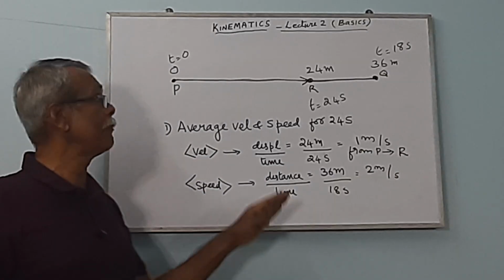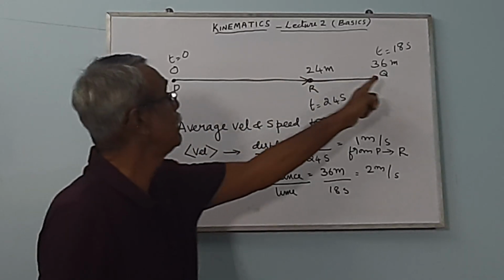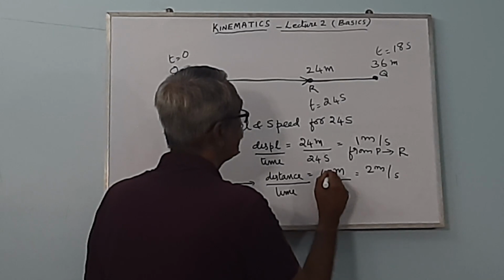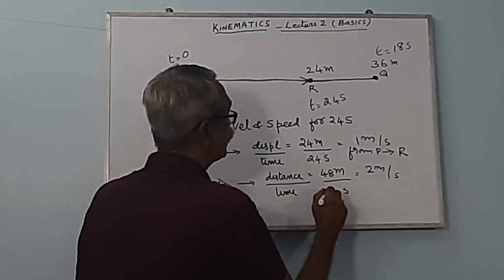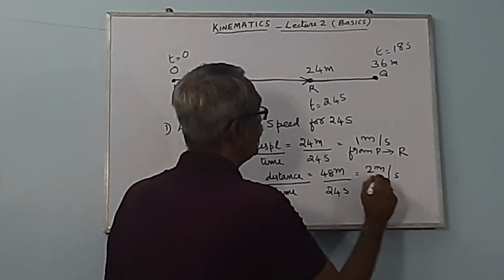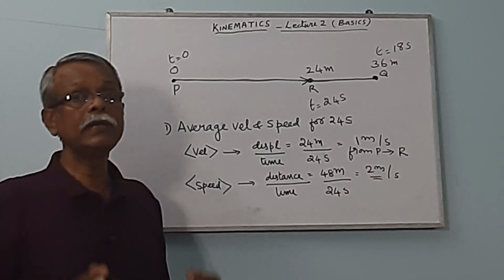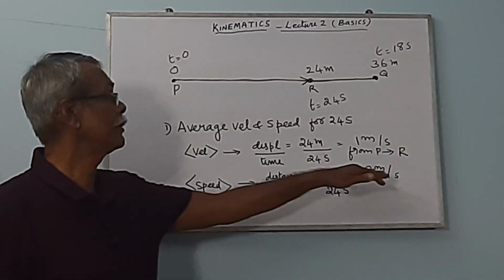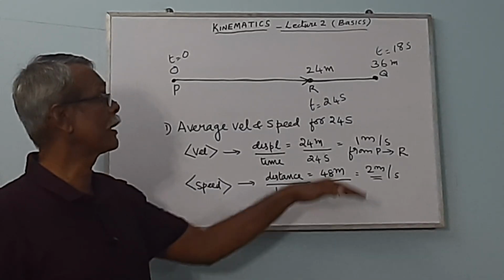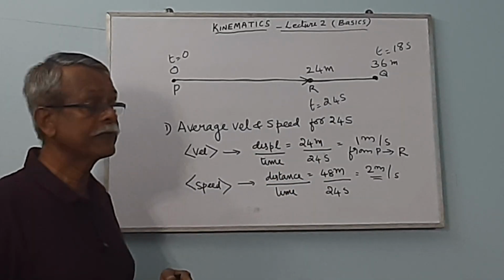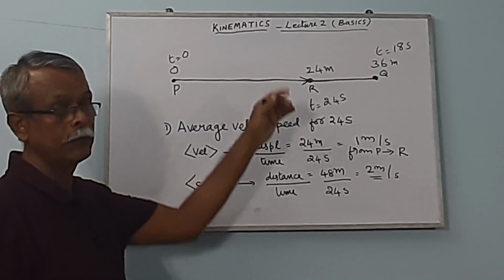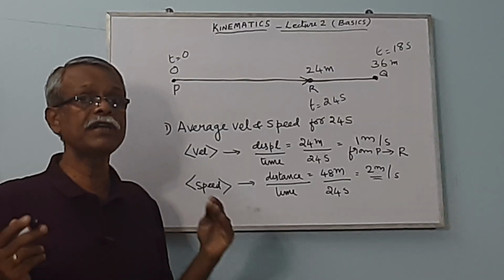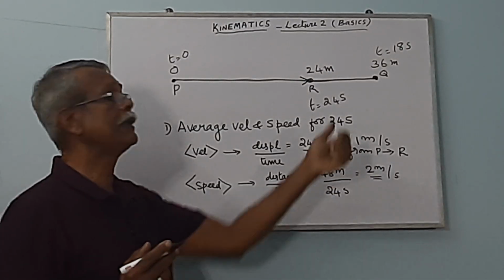Speed is the distance traveled divided by time. Distance here is 36 plus 12, that is 48 meter. This is 24 second. Therefore, it is 2 meter per second itself. In this case, the magnitude of velocity is smaller than the speed. Speed is greater than the magnitude of velocity, because this changes direction. So whenever direction changes, these two quantities will differ.